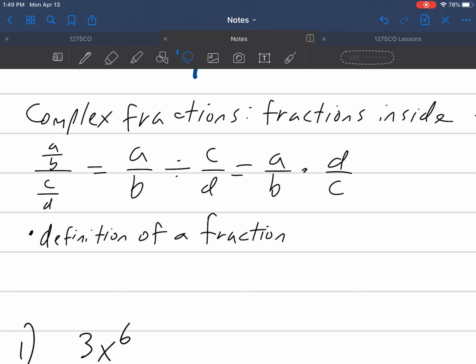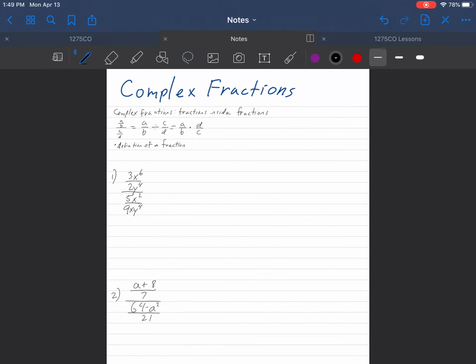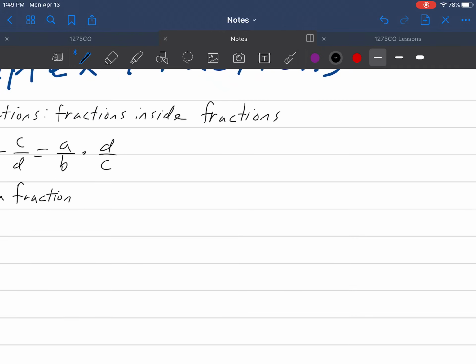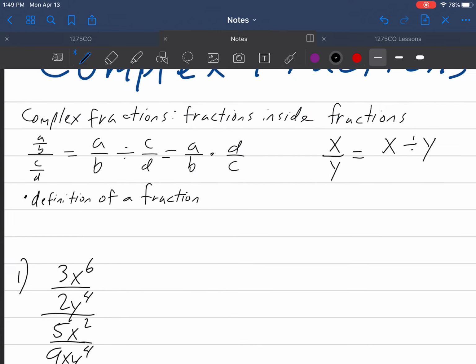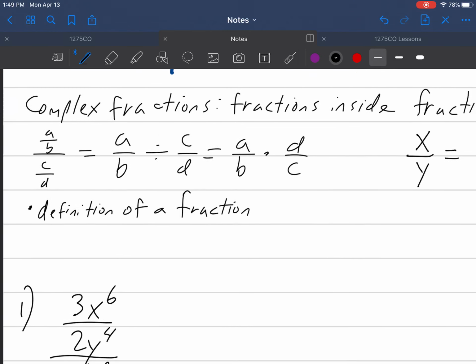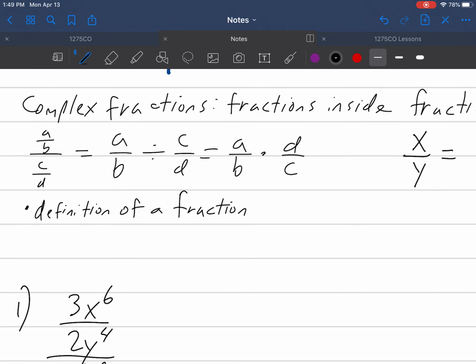Now the most fundamental definition of a fraction is division. That's numerator divided by denominator. If we look at a regular fraction, let's say x over y, this is equal to the numerator x divided by the denominator y. Now a complex fraction does not differ from that definition, except now the numerator is a fraction itself, a over b, and the denominator is a fraction itself, in this case, c over d.